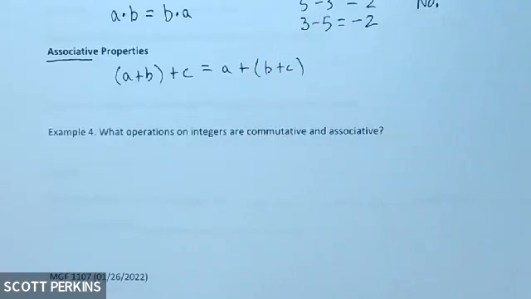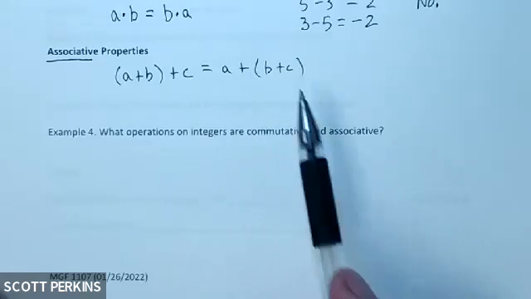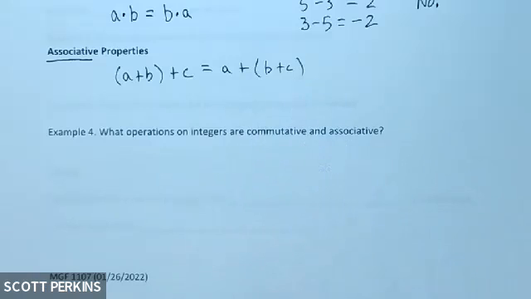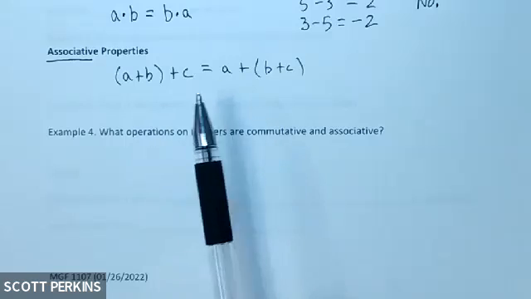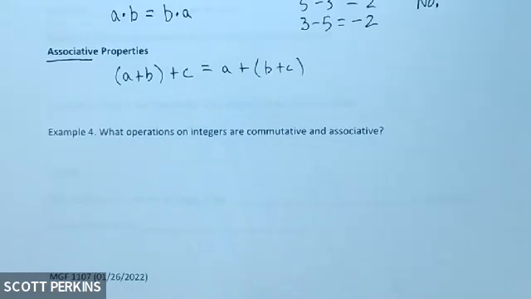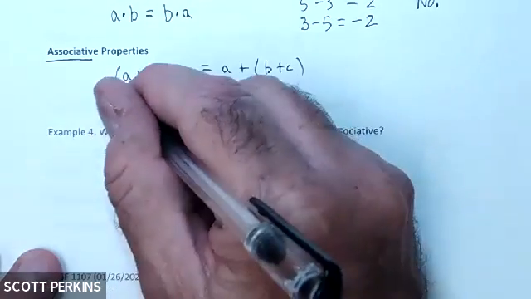So notice the A, the B, and the C are in the same order both times, but I have changed what the grouping is. So what the associative property says is, it doesn't matter how you group it, both those things are the same. Same thing's true for multiplication.